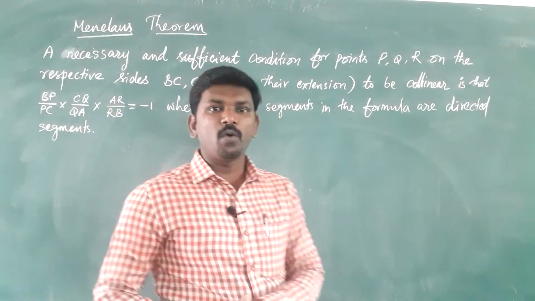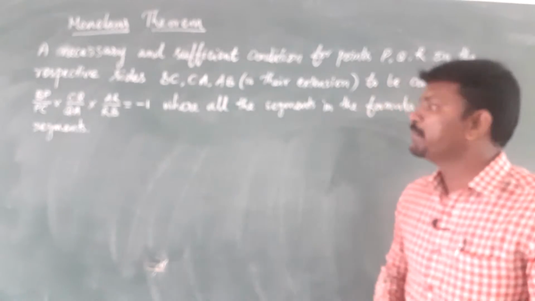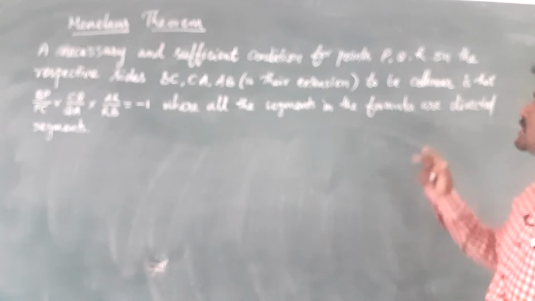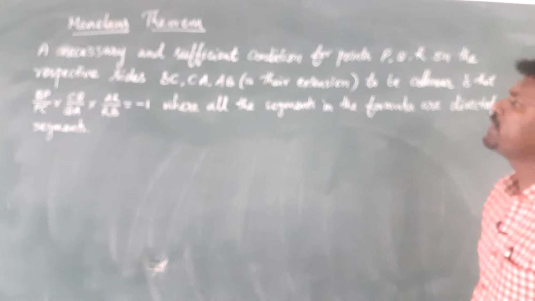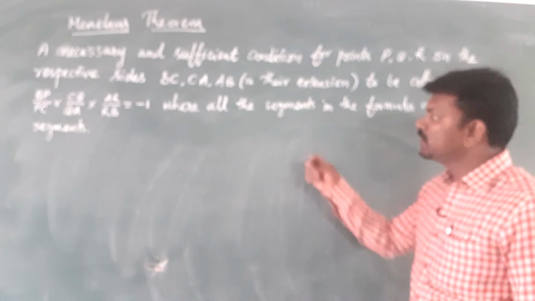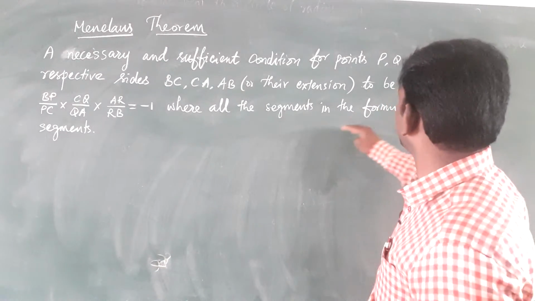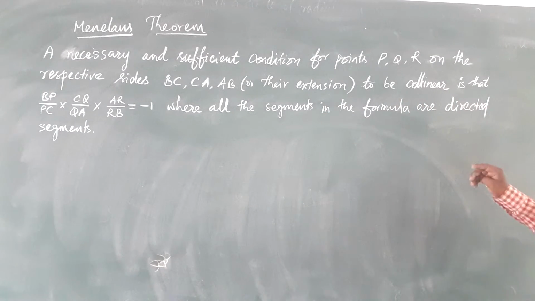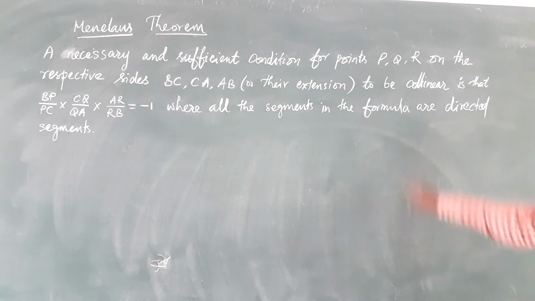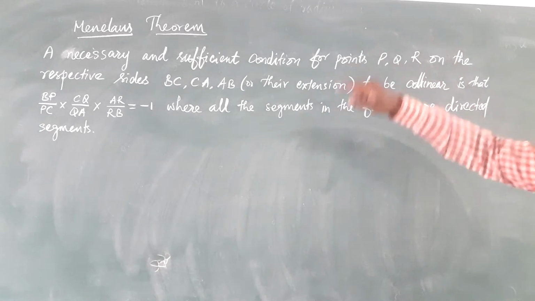Hello students, in this video we are going to see Menelaus theorem. This is the statement of the theorem: a necessary and sufficient condition for the points P, Q, R on the respective sides BC, CA, AB or their extension to be collinear. Here ABC is a triangle, and AB, BC, CA are the three sides of the triangle, and these 3 points P, Q, R are on the respective sides.